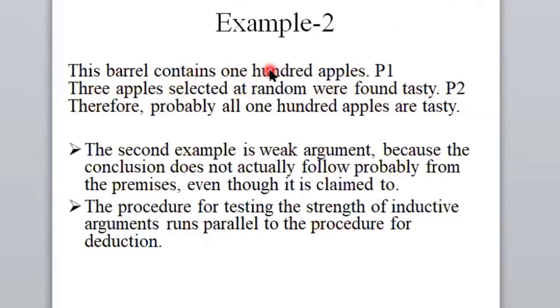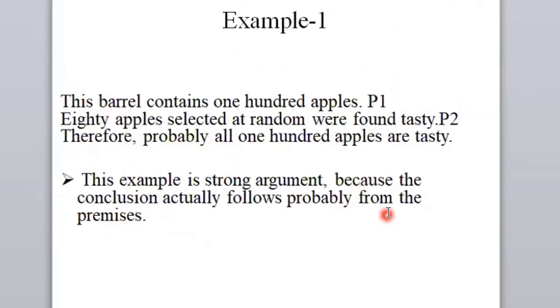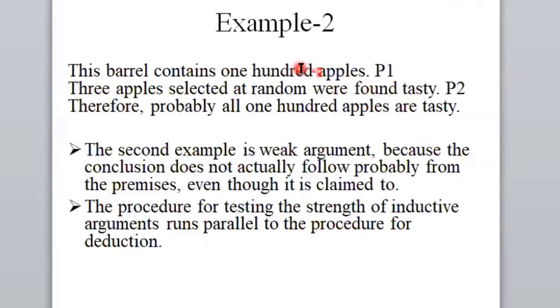Because you see this one, 3 apples, and the first one is 8 apples. When you compare this, the first example works for strong arguments because it moves more probably from the premise to the conclusion. Of course, it tries to claim it to be true, but when we look at the probability, it is less than the first one.